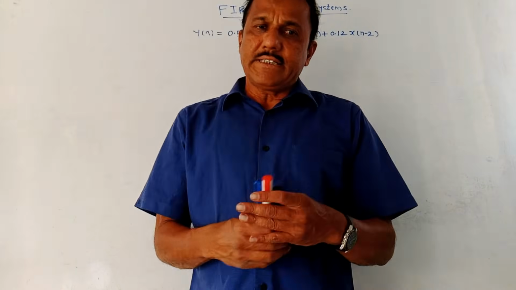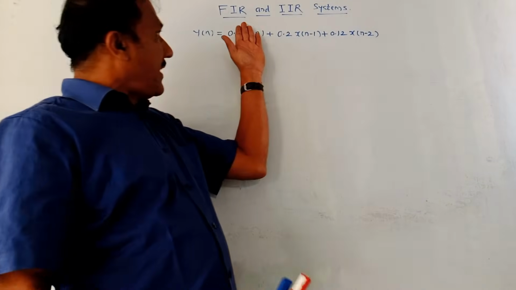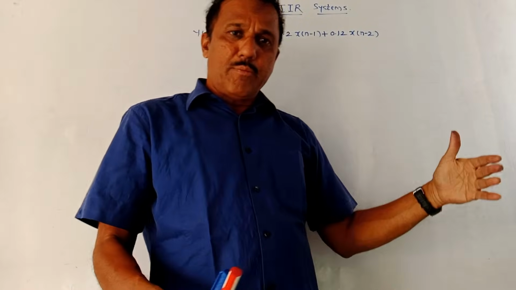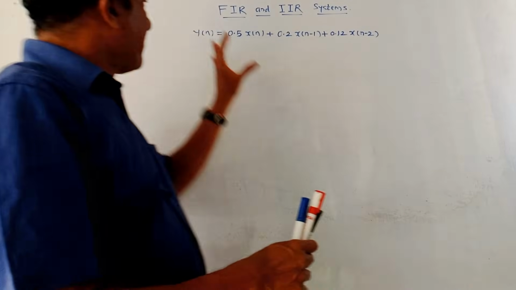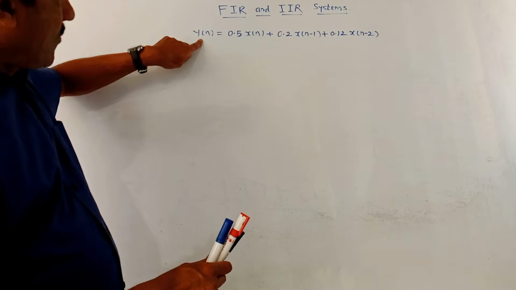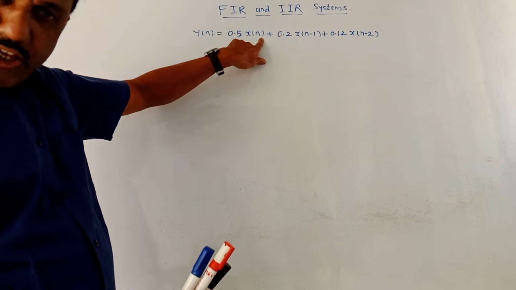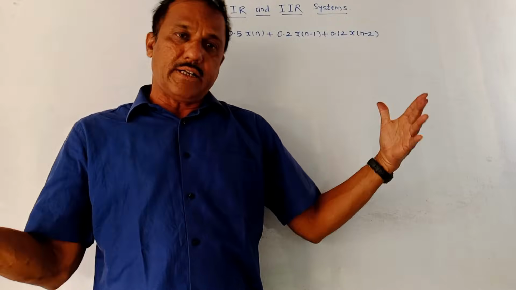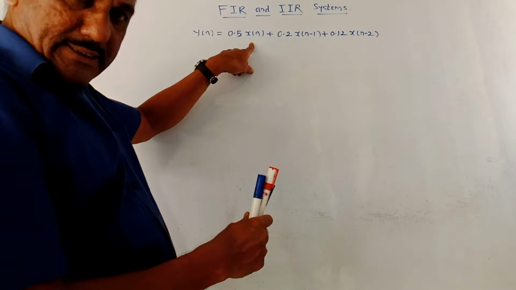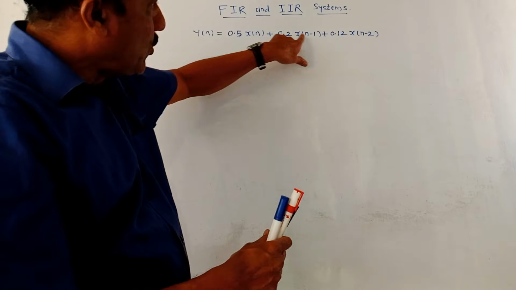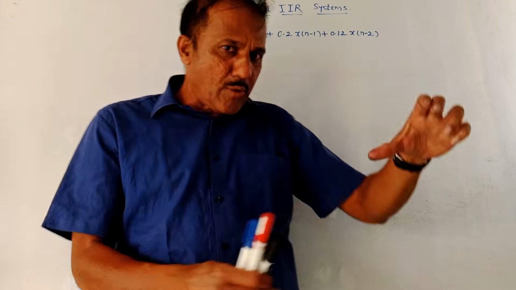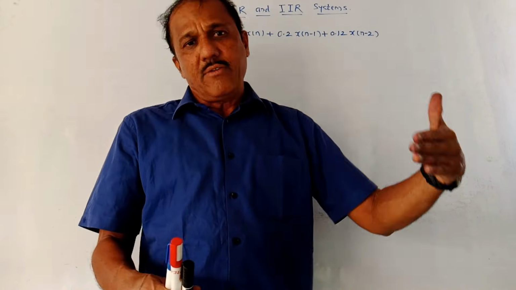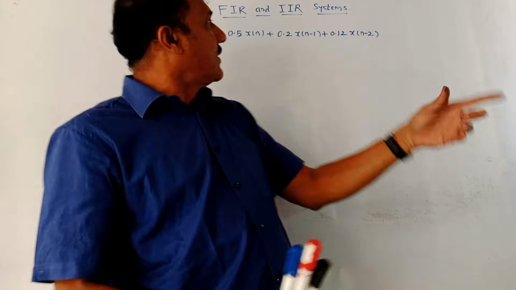Now, let us discuss the structures of FIR and IIR systems. First, we will talk about the structures of FIR systems. Consider one equation: y of n is equal to 0.5 x of n. Just now we discussed y of n stands for output. Rather, you may treat it as present output. x of n is again present input, plus 0.2 x of n minus 1. x of n minus 1 indicates delay, which is called past input.